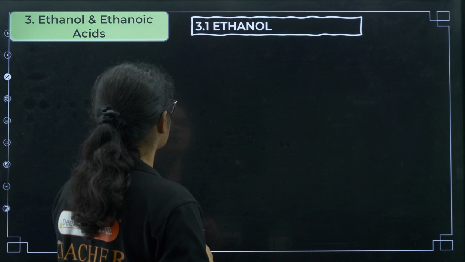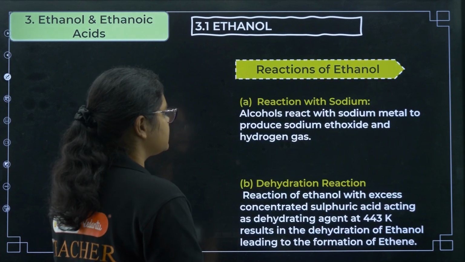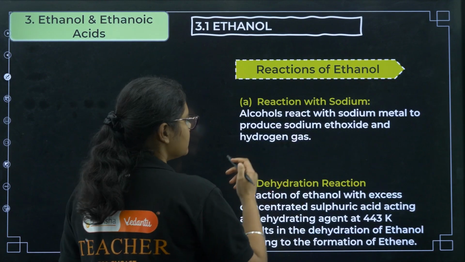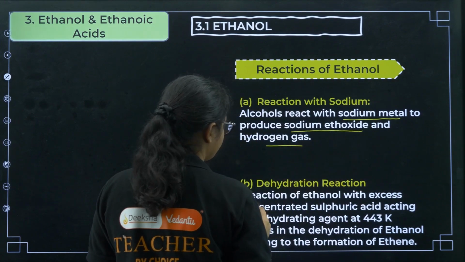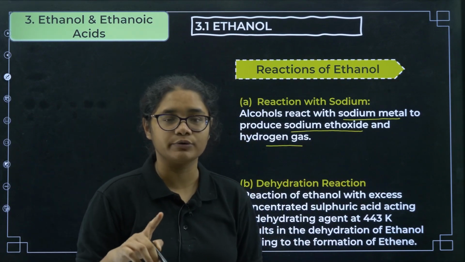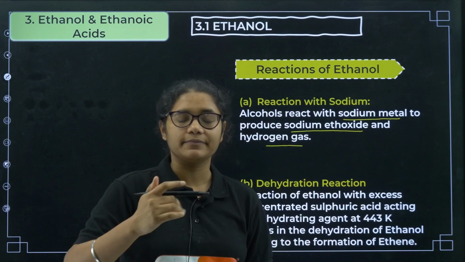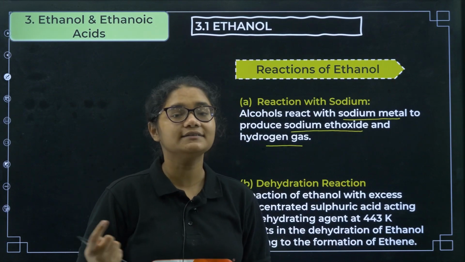Next is reactions of ethanol. First is the reaction with sodium metal. Alcohols react with sodium metal to produce sodium ethoxide and hydrogen gas. This reaction we have studied also in the chapter on metals and non-metals.